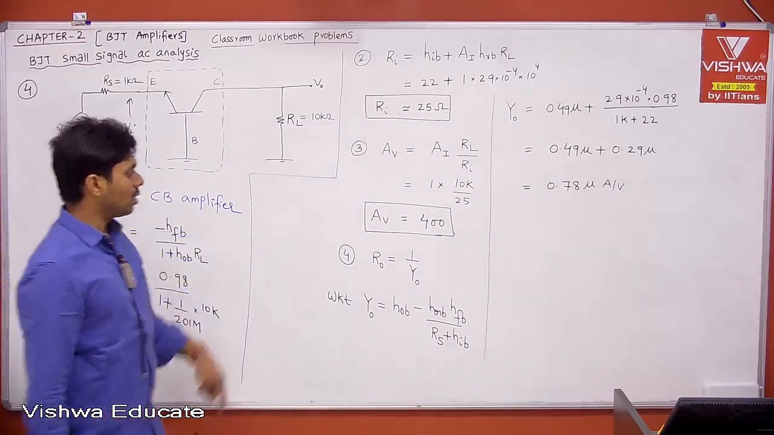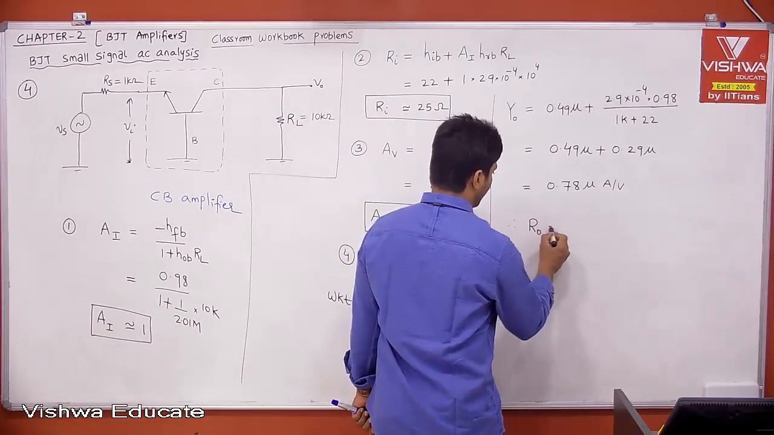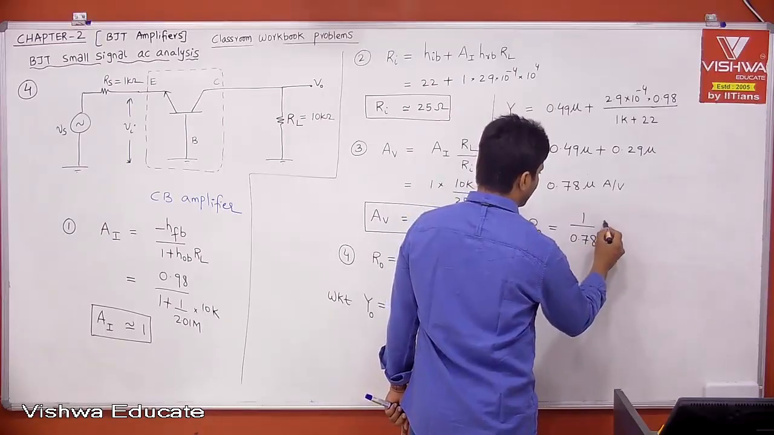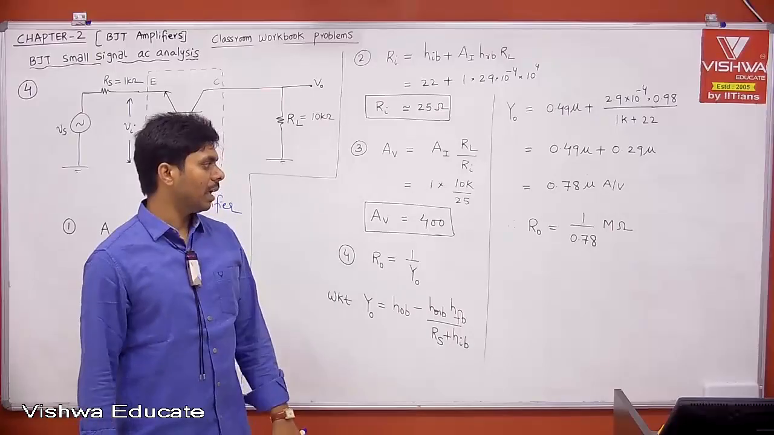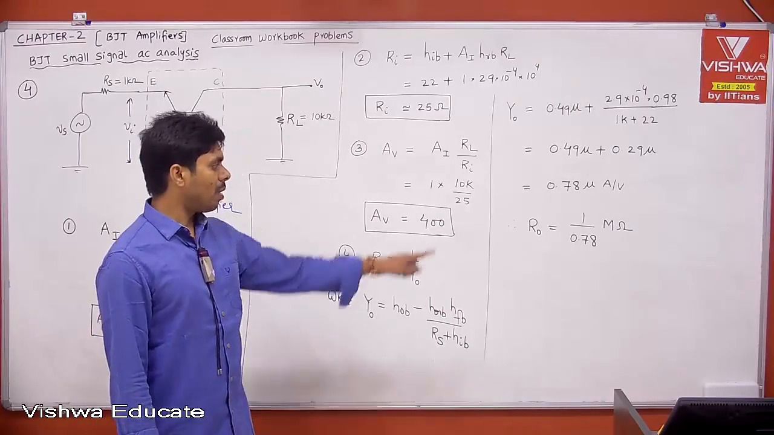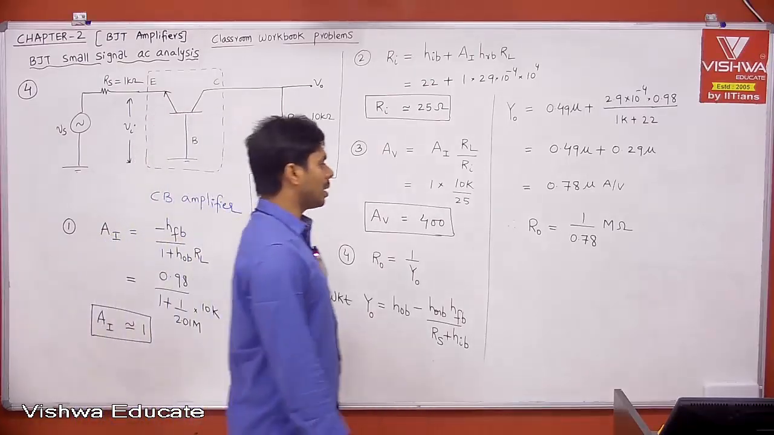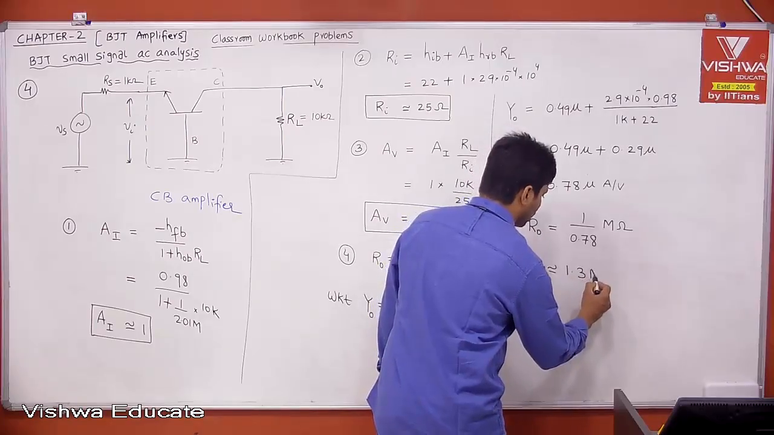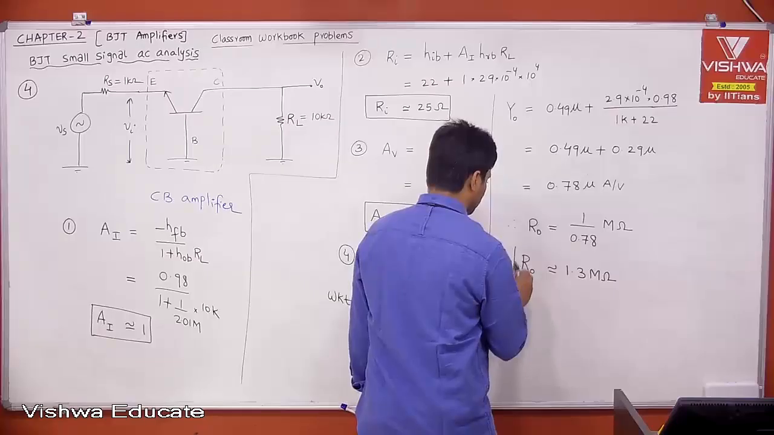But we want R naught. Therefore R naught is equal to 1 by 0.78. The micro will become mega ohm. Therefore, what is 1 by 0.78? Can I take it as approximately 0.75? Then 0.75 is 3 by 4, so it will become 4 by 3. You will get approximately 1.3. Therefore, you will get approximately 1.3 mega ohm. This is our R naught.